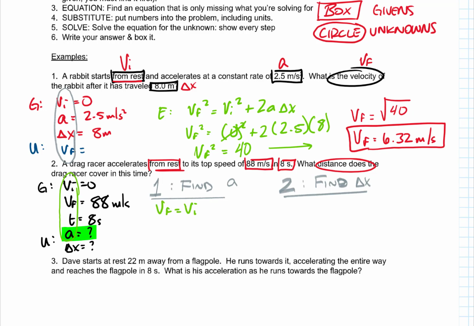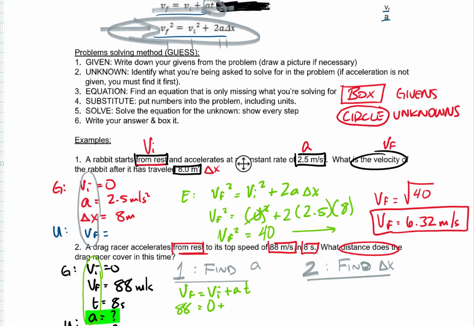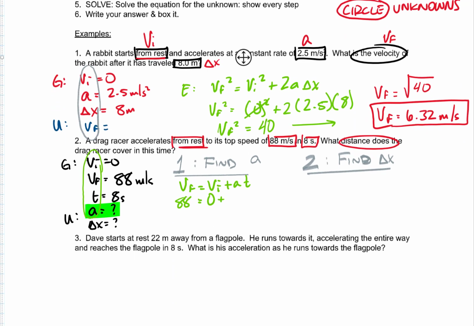Final velocity is initial velocity plus acceleration times time. So we plug everything in. 88 is equal to 0 plus acceleration, which we don't know, times the time of 8 seconds. So 88 equals 8a. Divide both sides by 8, and we see that the acceleration comes out to be 11 meters per second squared.